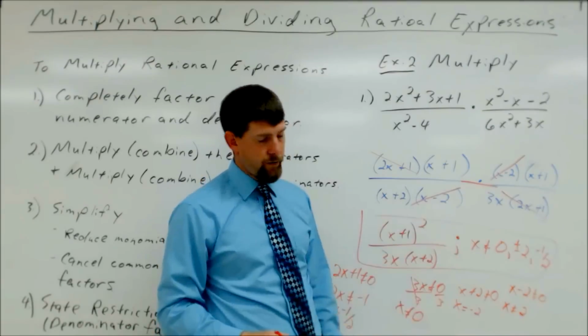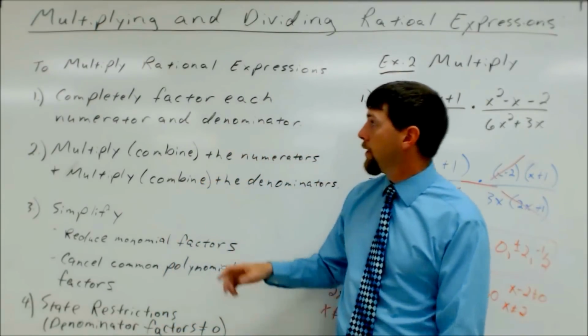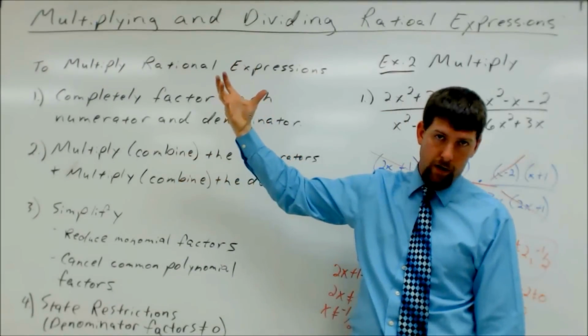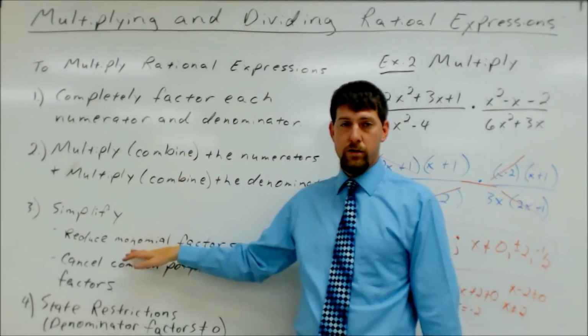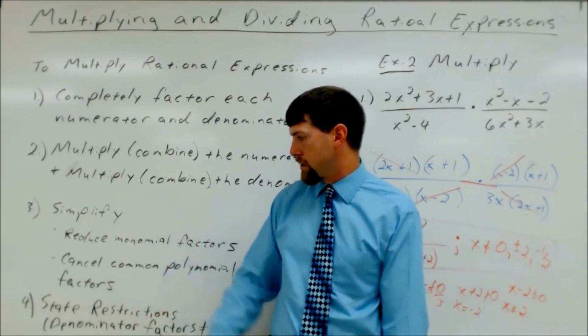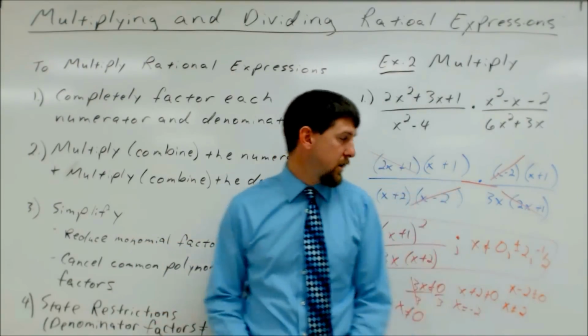So this is how we go through and multiply rational expressions. Factor each numerator and denominator, put those numerators and denominators together, and then it's a big fraction, reduce. Cancel any common polynomial factors, reduce any monomial factors, and then state your restrictions.